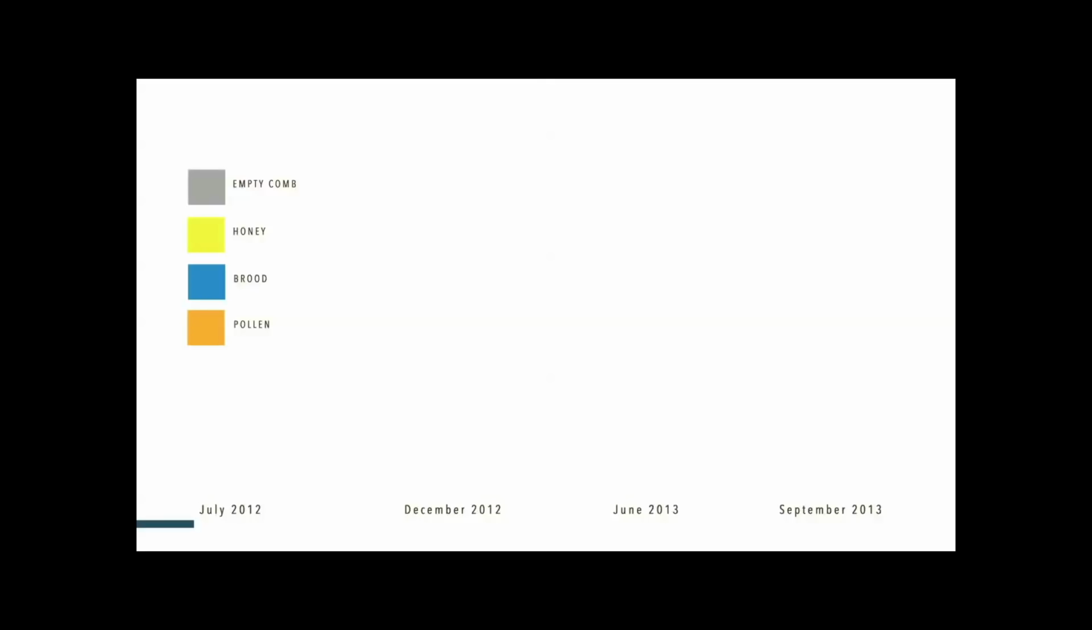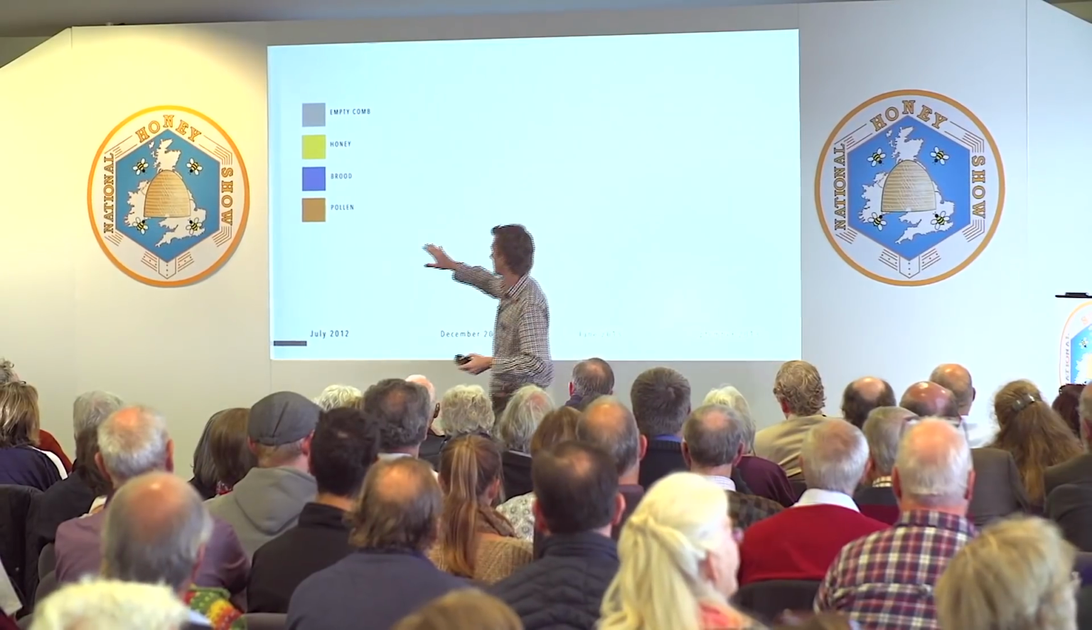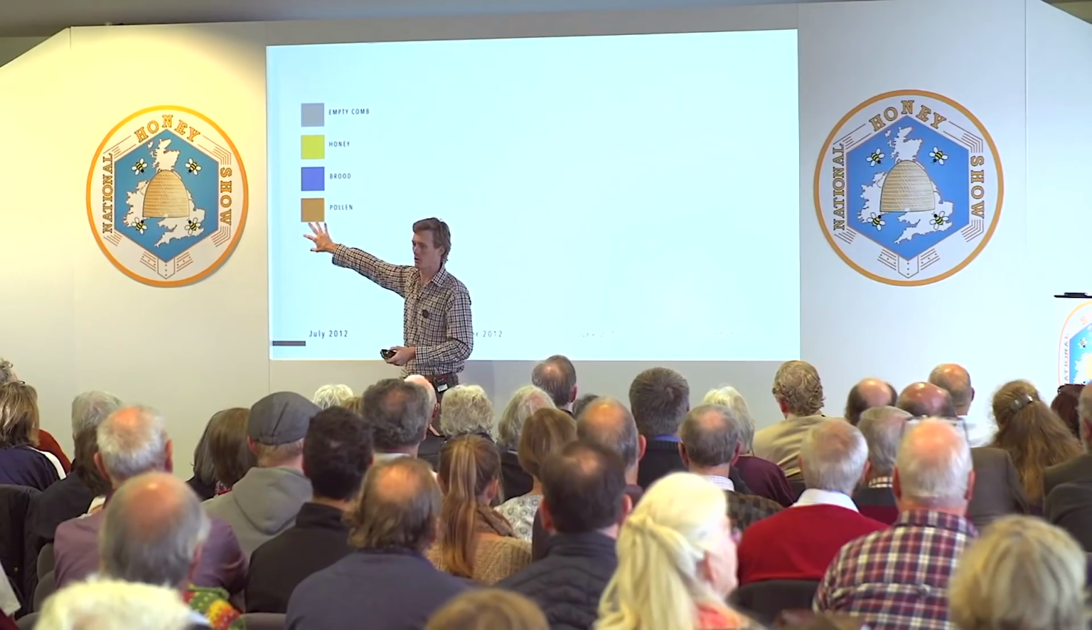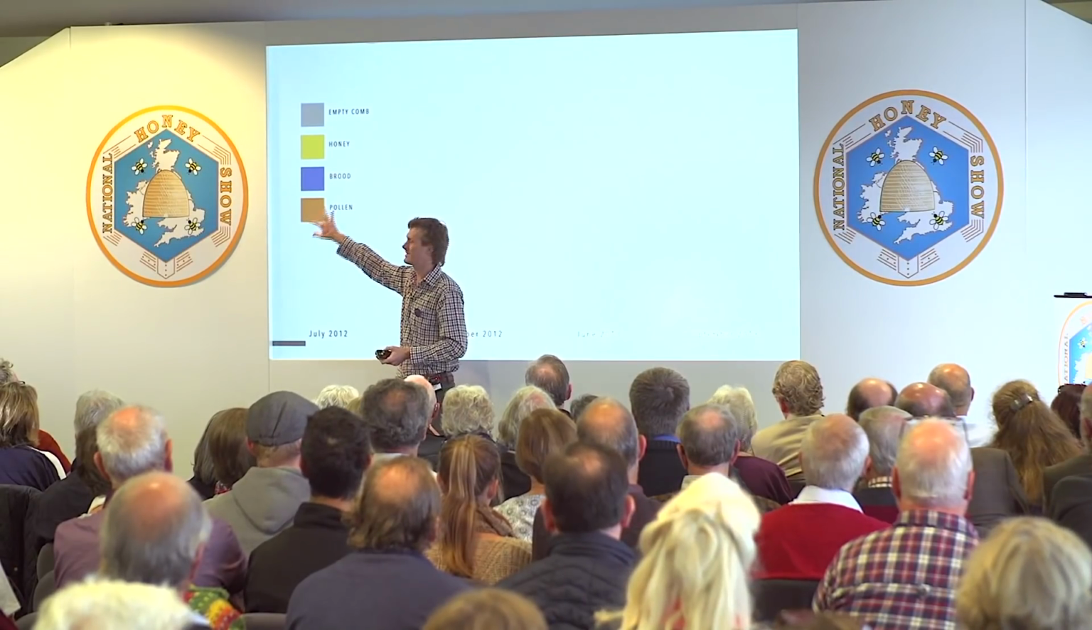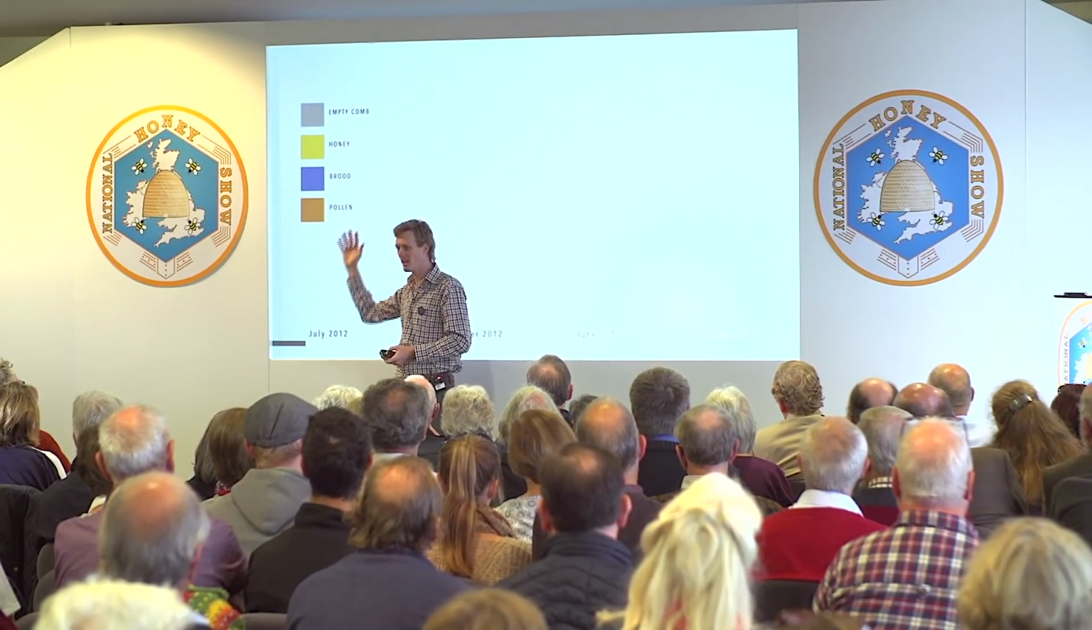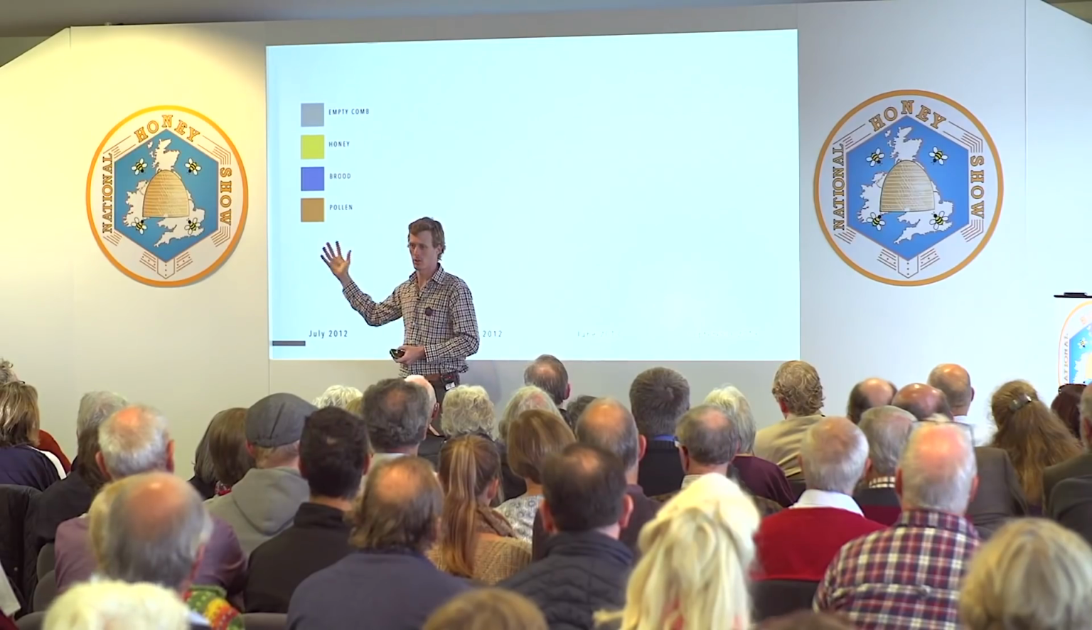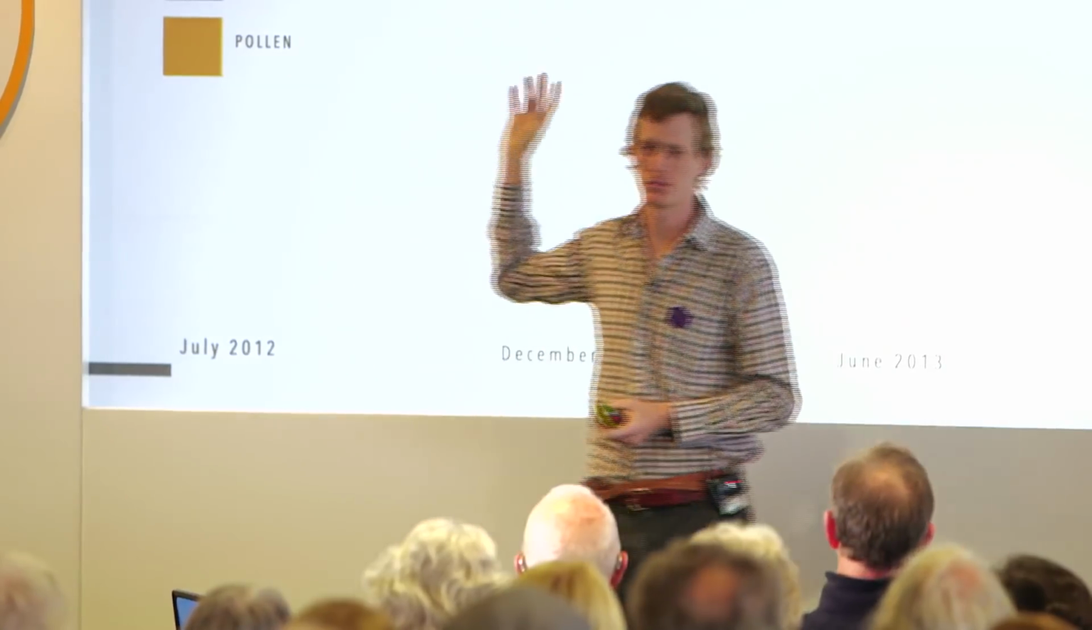If it's blue, that means there's brood in there. And if it's orange, that means there's pollen. Now these are the well saturated colors. If it's the same color but a little bit lighter, then it's drone comb. And maybe it'll be easier when you actually see it. But I'm going to try.